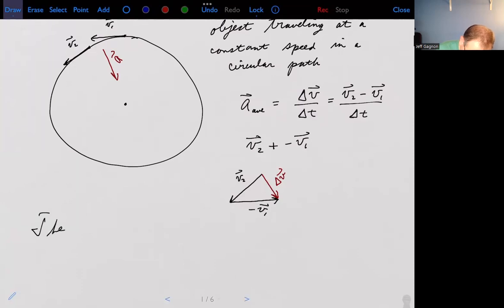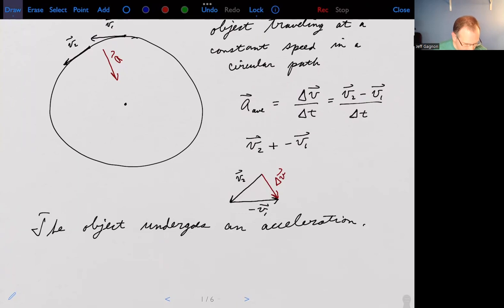Let me write that down here. So the object undergoes an acceleration. The direction of the acceleration is towards the center of the circle.